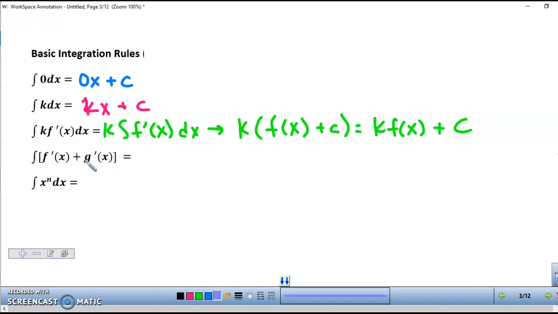I can do the sum or difference of two functions. So the integral of f prime of x is f of x. The integral of g prime of x is g of x. And then I tack on my plus c. And kind of the general rule that we're going to write is that whenever I have an x to the n, I'm really adding 1 to that power of n, and then multiplying by the reciprocal of that new power, n plus 1. And we'll call this our power rule.